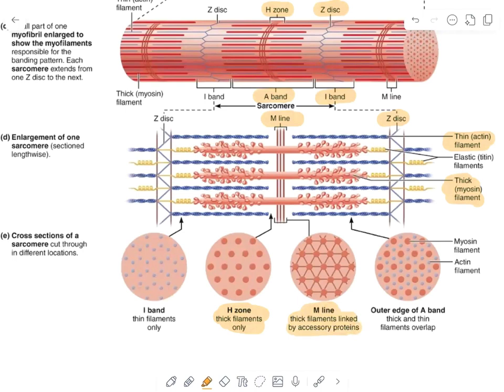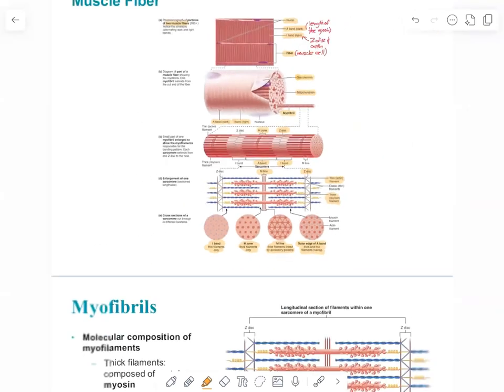The I band only has thin filaments because that's where the Z disk is, and the outer edge of the A band has both thick and thin filaments. So that's why it's dark.